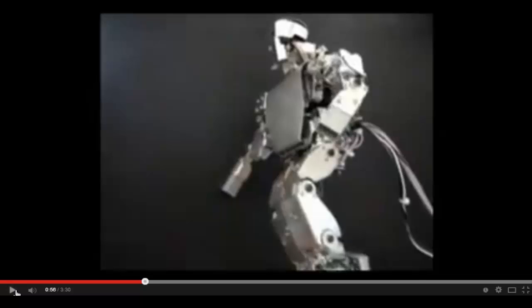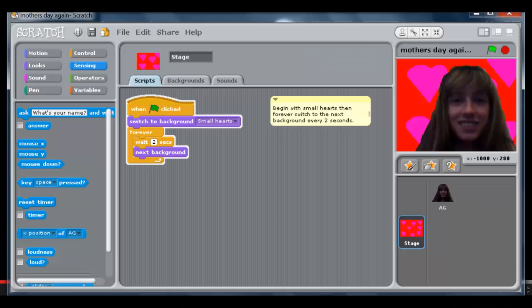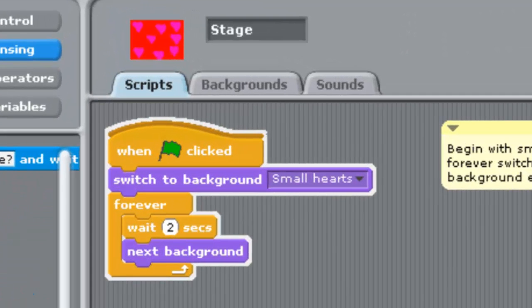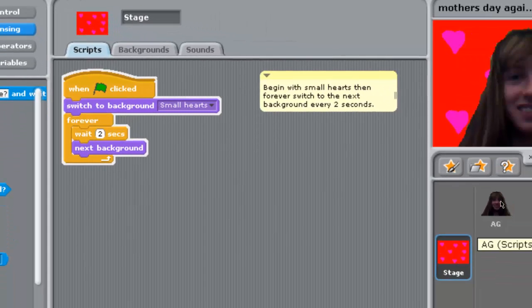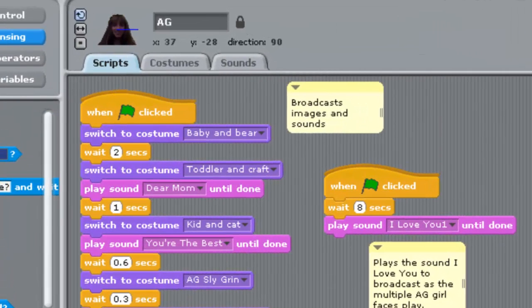Synchronizing different tasks is one of the greatest obstacles to getting good parallel program performance. So we are going to start small. Let me show you the 3 programs that are running in parallel in our sample animated Mother's Day card. The first one, when start key clicked, switch to background, small hearts. The second, when start key clicked, switch to costume, baby and bear. And the third, wait 8 seconds and then play the sound, I love you, until done.